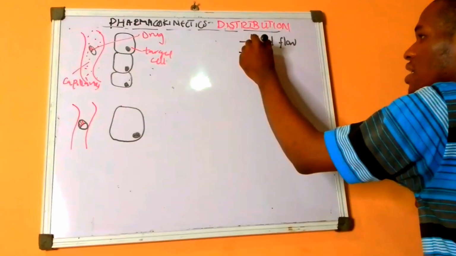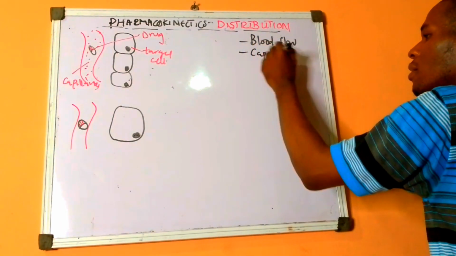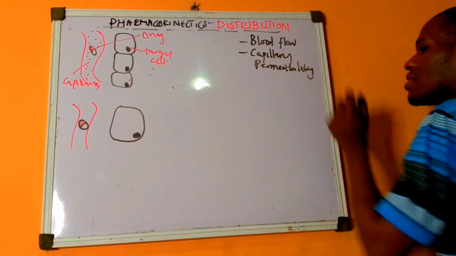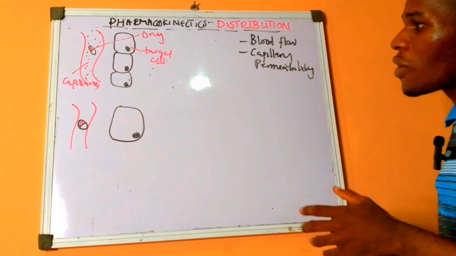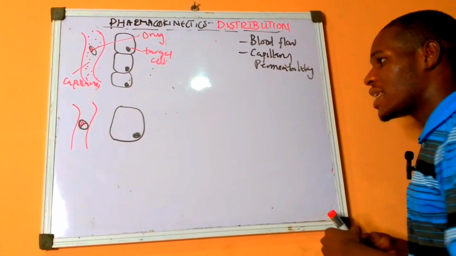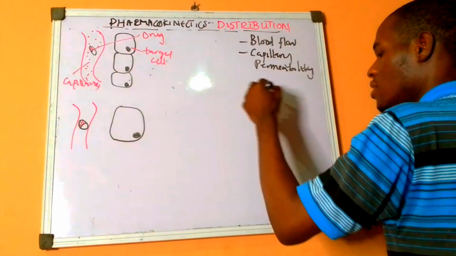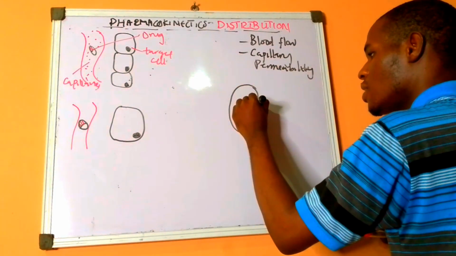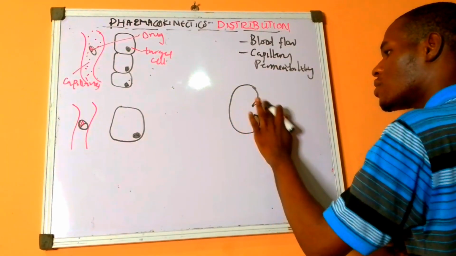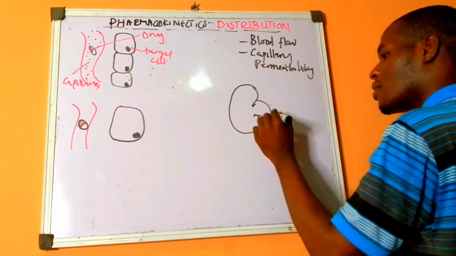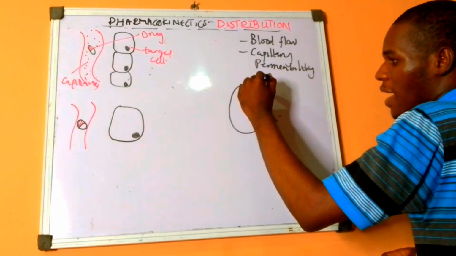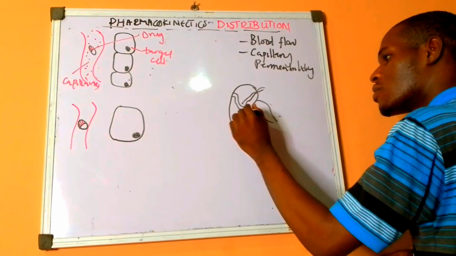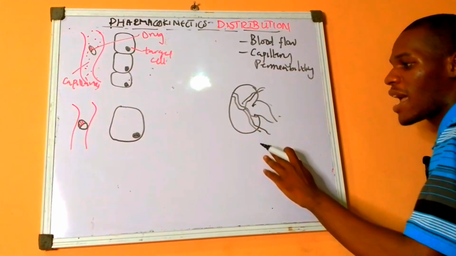Another factor is capillary permeability. It can affect the distribution of drugs. Now, there are some organs like the kidney. This is the kidney. Let me draw the bean-shaped kidney. I hope I'm drawing this well. They are supplied by, let's say these are blood vessels. They are supplied by blood vessels. And I say that the kidney is highly perfused, right?